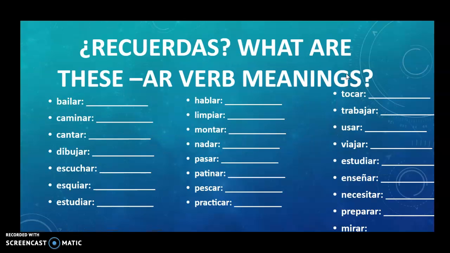So I want you to take a moment right now, and on your page you have numbers 1 through 23, a bunch of verbs that we have learned recently. They all end in AR. They're AR verbs, right? Because they have AR on the ends of every single one of them. But I want you to take a minute right now and just see how many you can get without looking them up. See how many you know just off the top of your head. So pause, do that, and come back when you are finished.